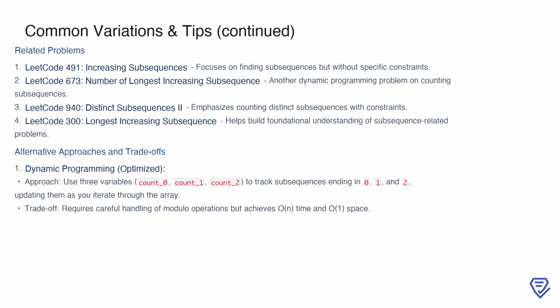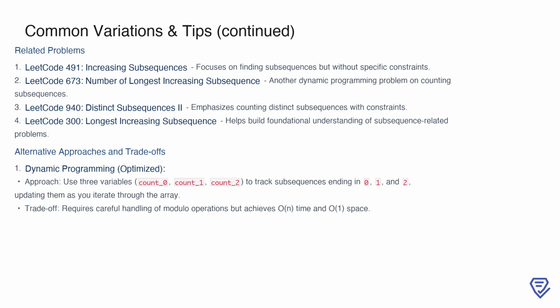For example, LeetCode 491 focuses on finding increasing subsequences but without the specific constraints of 0-1-2. Another is LeetCode 673, which deals with counting the number of longest increasing subsequences, introducing a different flavor of dynamic programming. LeetCode 940 emphasizes counting distinct subsequences with constraints, which tests your ability to manage unique combinations efficiently. Lastly, LeetCode 300, the longest increasing subsequence, provides a foundational understanding of subsequence-related problems and is a great starting point for beginners.